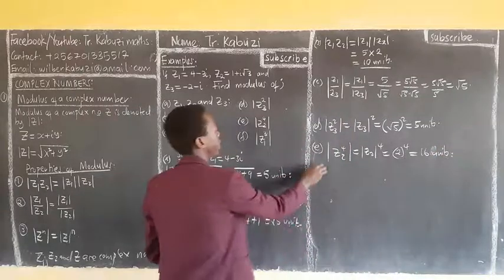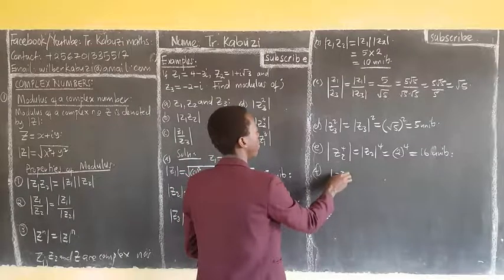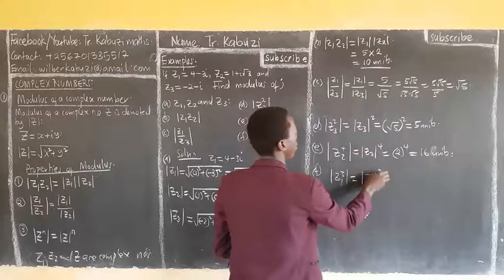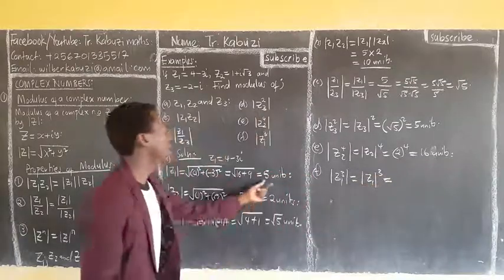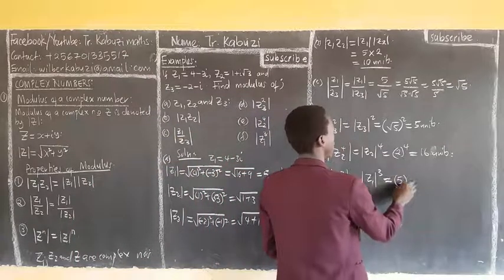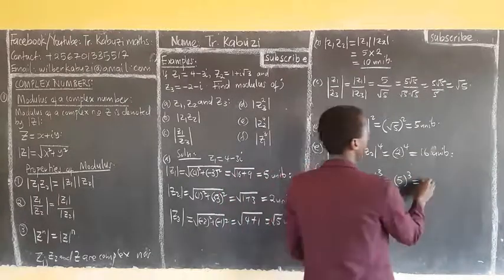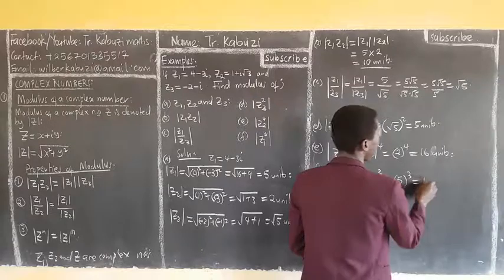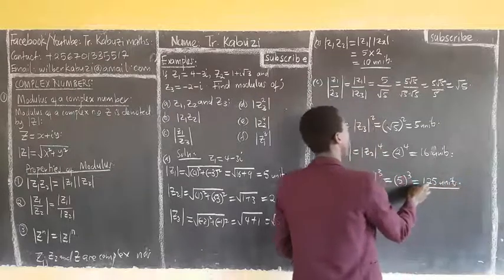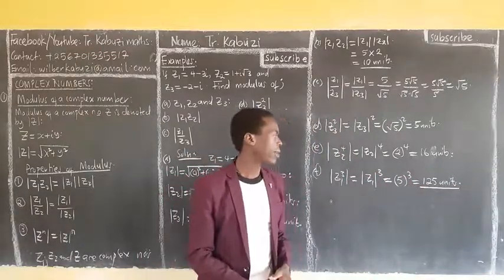Then when I come to part F, where I have z1 cubed, it's the same as the modulus of z1, then the whole cubed. But the modulus of z1 from here was 5. So 5, the whole cubed, and this will give you 125 units, and that's all. So remember, that's how we use modulus, and that's how we get the modulus of a complex number.